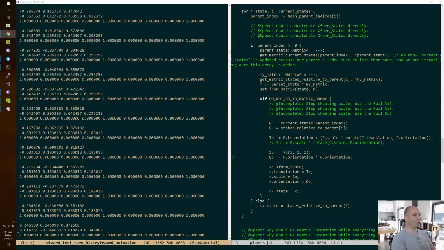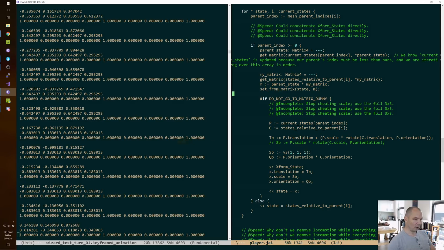So there's 2 orthogonal tasks that we're going to do. And I think we may just do one of them today and then the other one later. One of them is just getting this path turned on. This do not go to matrix dummy is turned off right now. Getting this path turned on so that we can combine these Xform states together without going to a 4x4 and back and doing all that ugly stuff. And then we can get rid of this and maybe some of those helper functions down below, and that'll be nice. We should be able to do that independently of anything else.